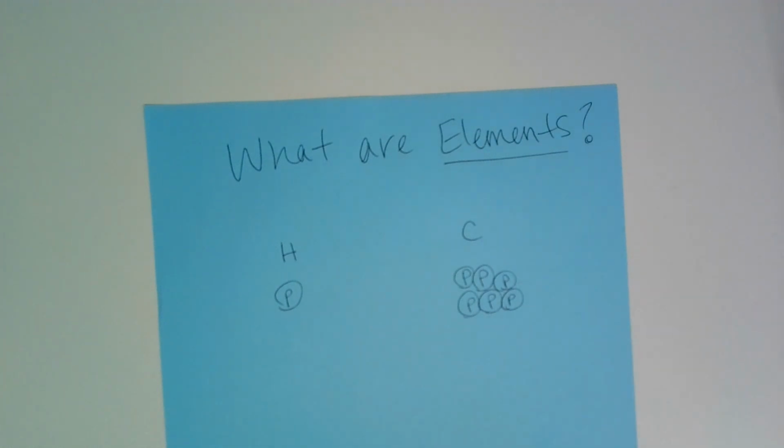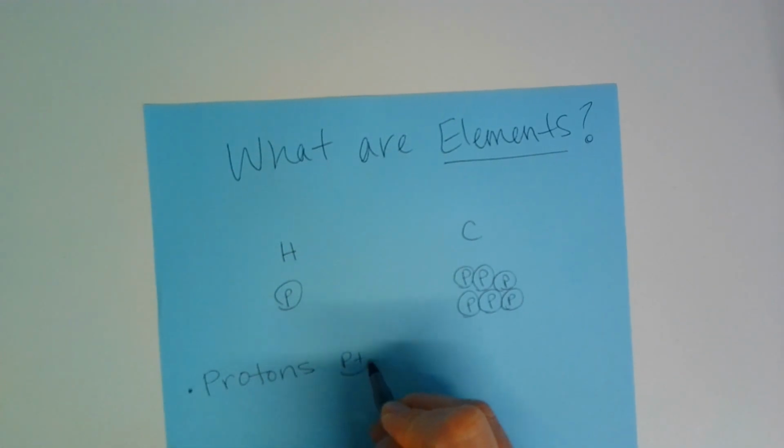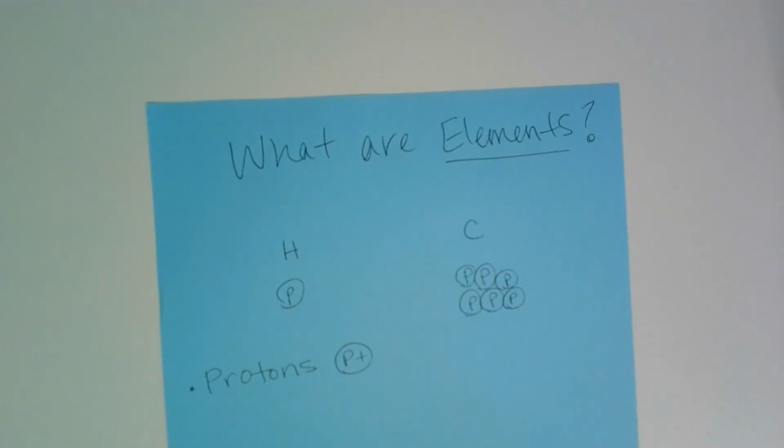On the other hand, carbon is made of 6 protons. It's a solid at room temperature, and it's not very reactive, which is why we can find it in the form of diamond or graphite, just hanging out on its own. So what are protons? A proton is a positively charged particle, and they're the defining characteristic of an element.